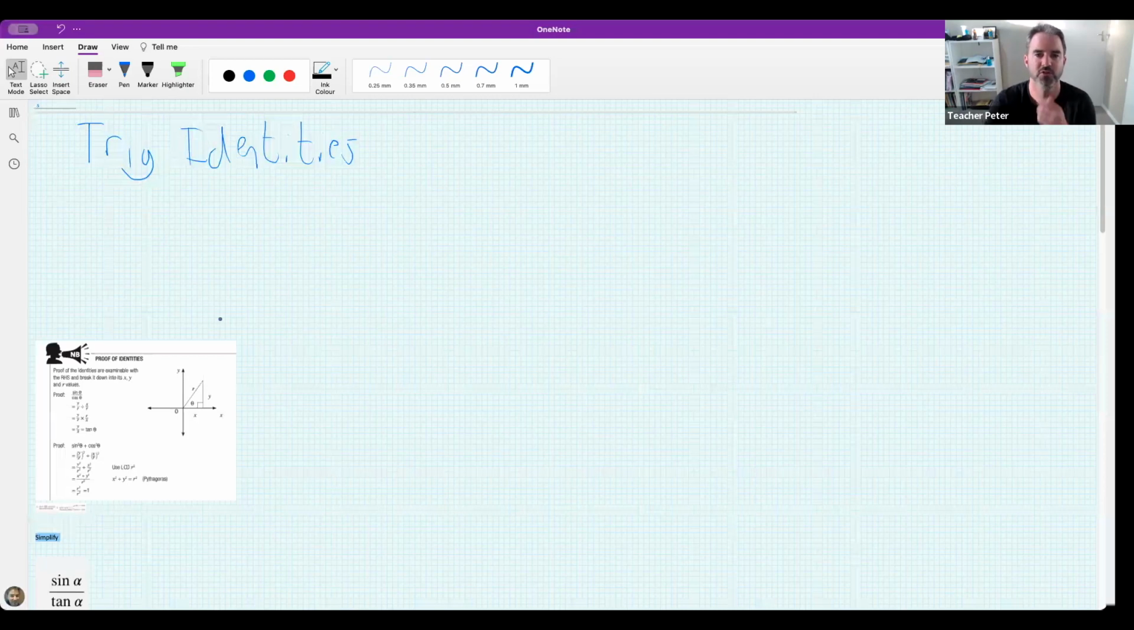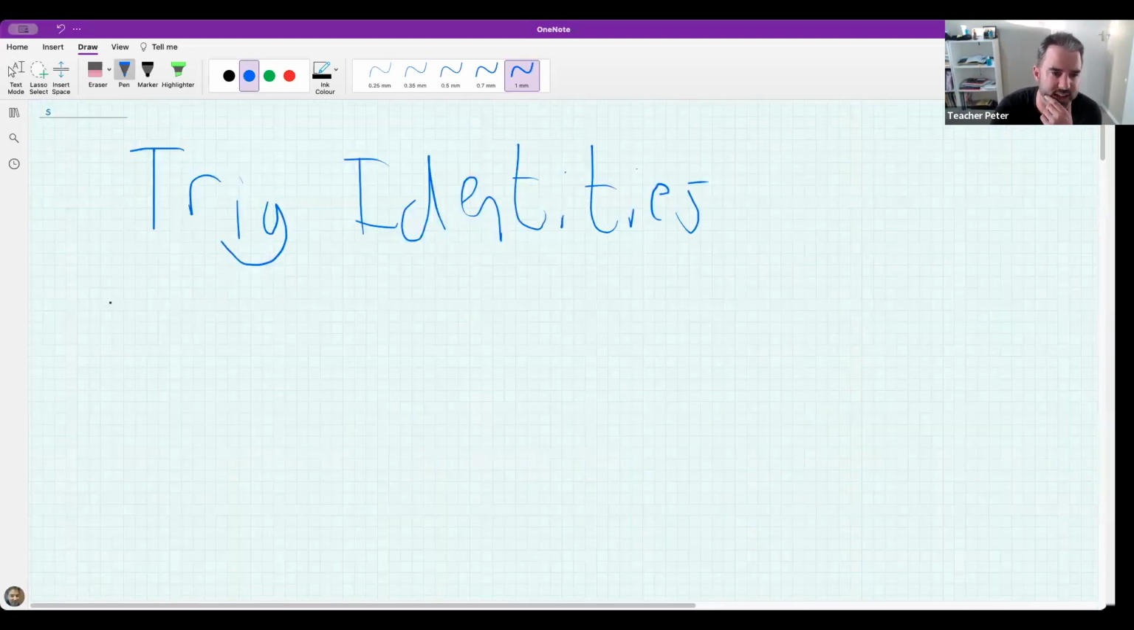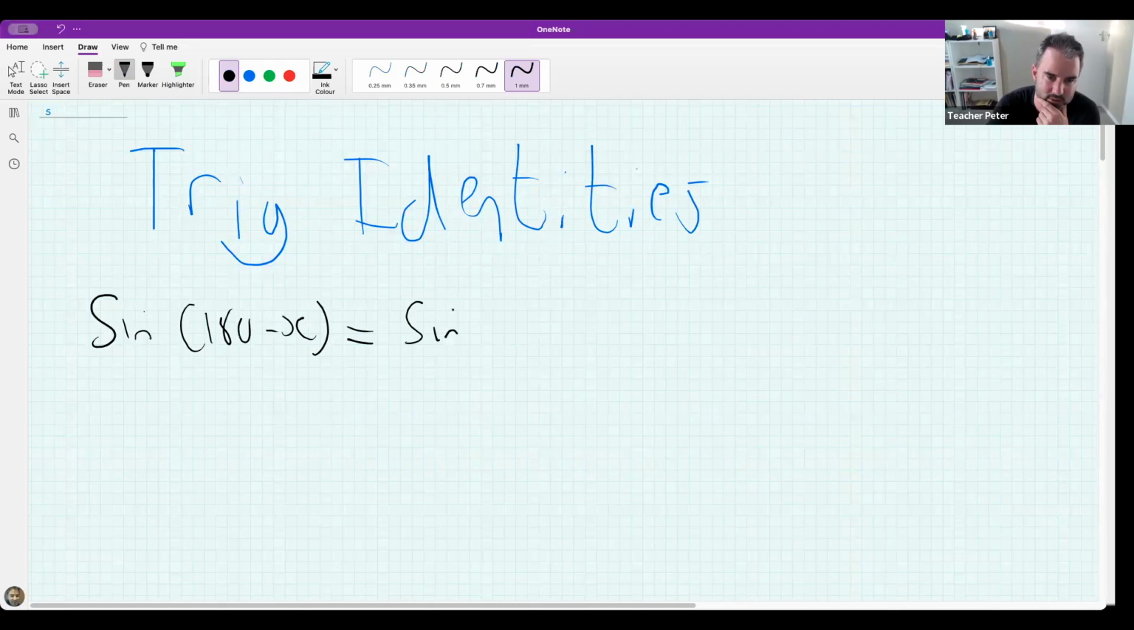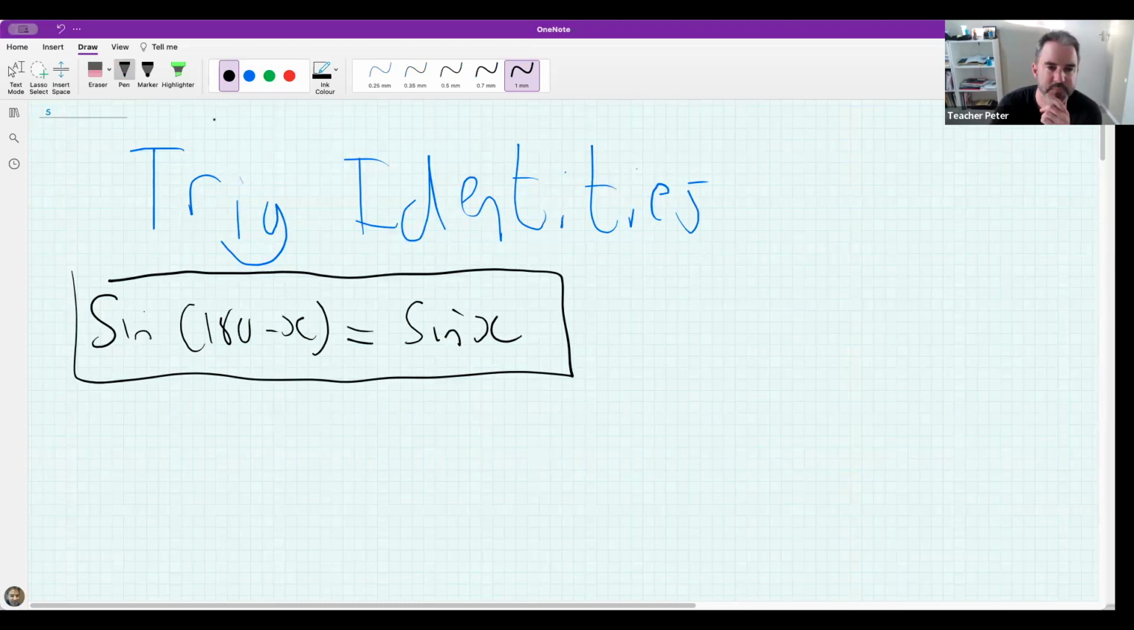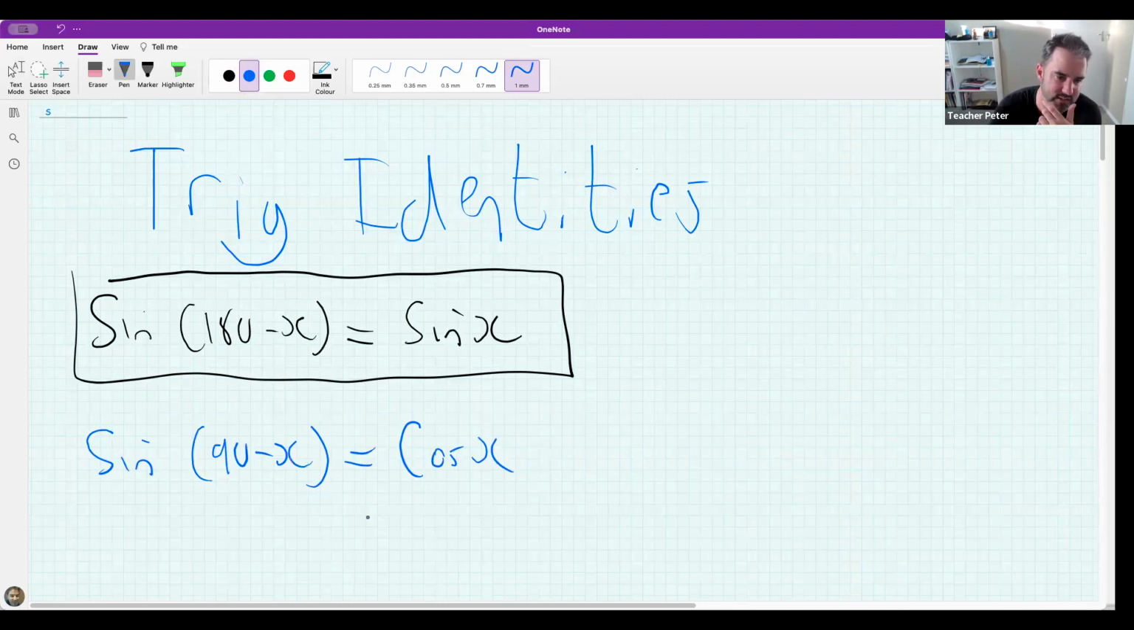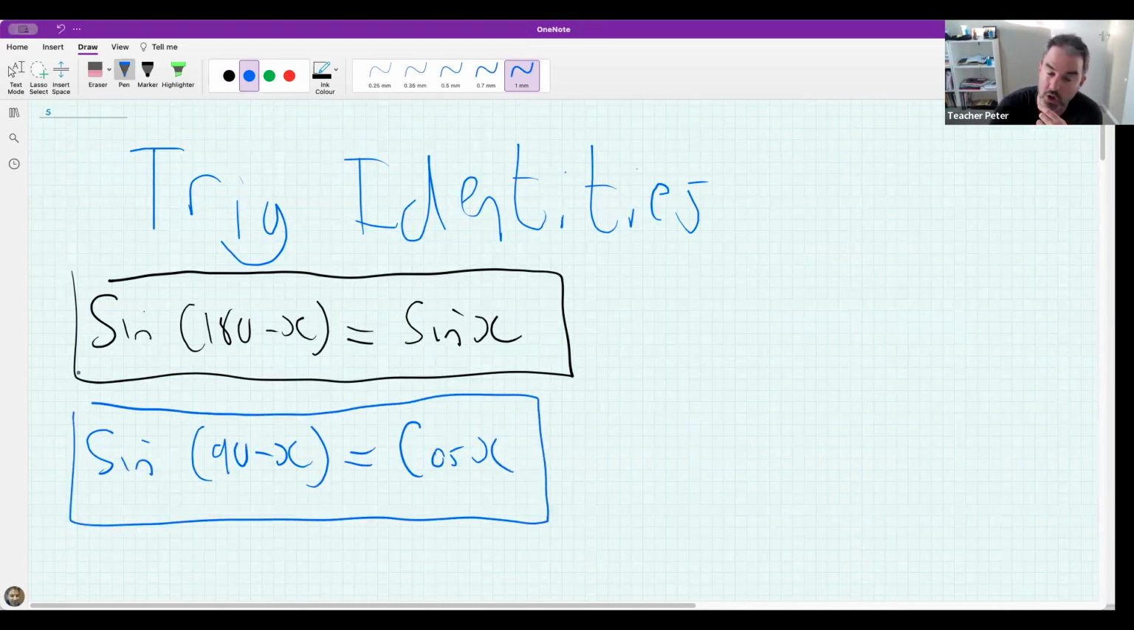Some of the trig identities that we've dealt with are things like the sine of 180 minus x is the same as the sine of x. That was called the reduction formula. We've also dealt with things like the sine of 90 minus x is the same as the cos of x. That's an identity, and that is what's called a co-ratio.